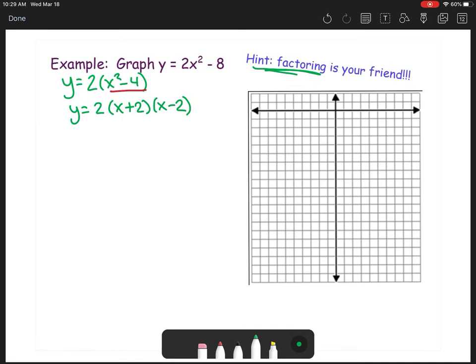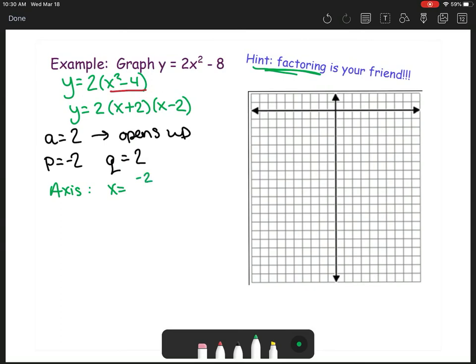Okay, now it's in intercept form and we can identify our a value is 2. So the parabola opens up. We have a p value of 2, a negative 2, and a q value of 2. Again, those could be in any order, it doesn't really matter. We have our axis of symmetry, x equals negative 2 plus 2, which is p plus q over 2, going to end up to be 0, because 0 divided by 2.